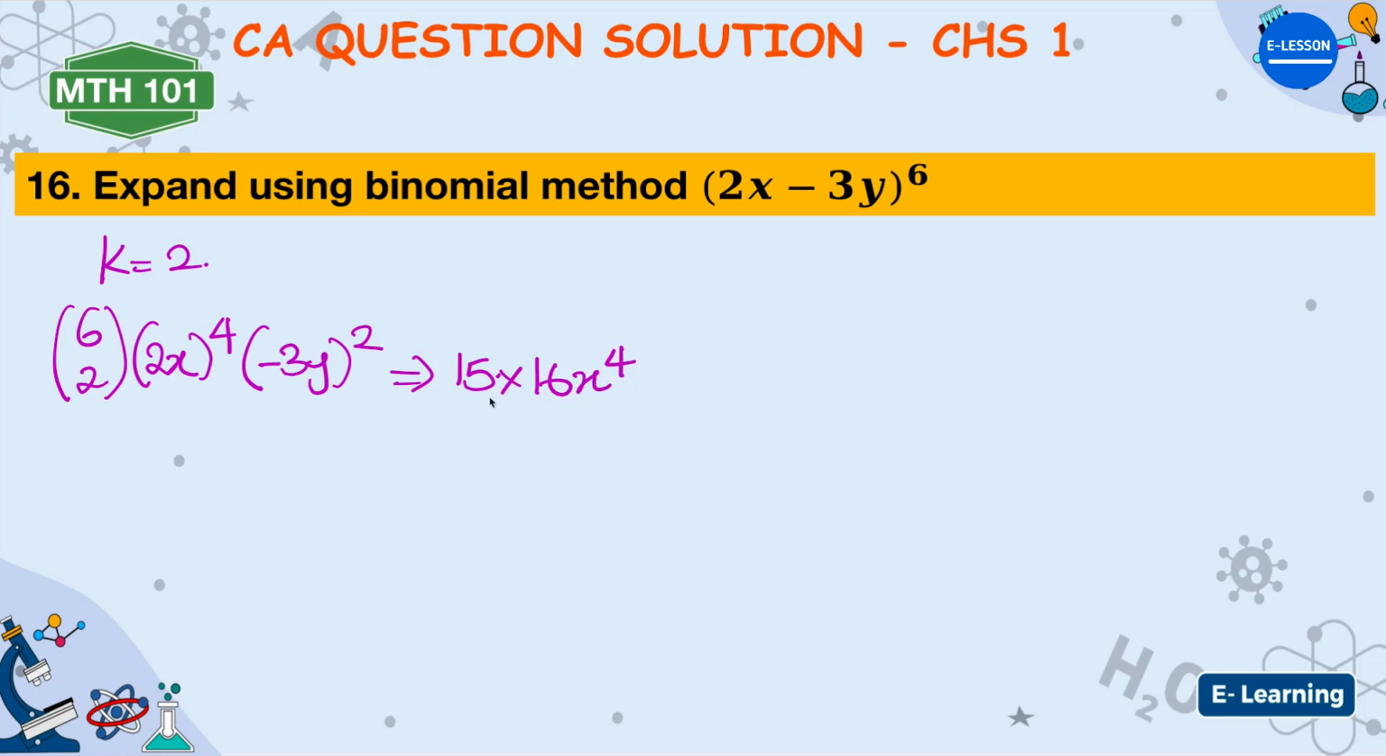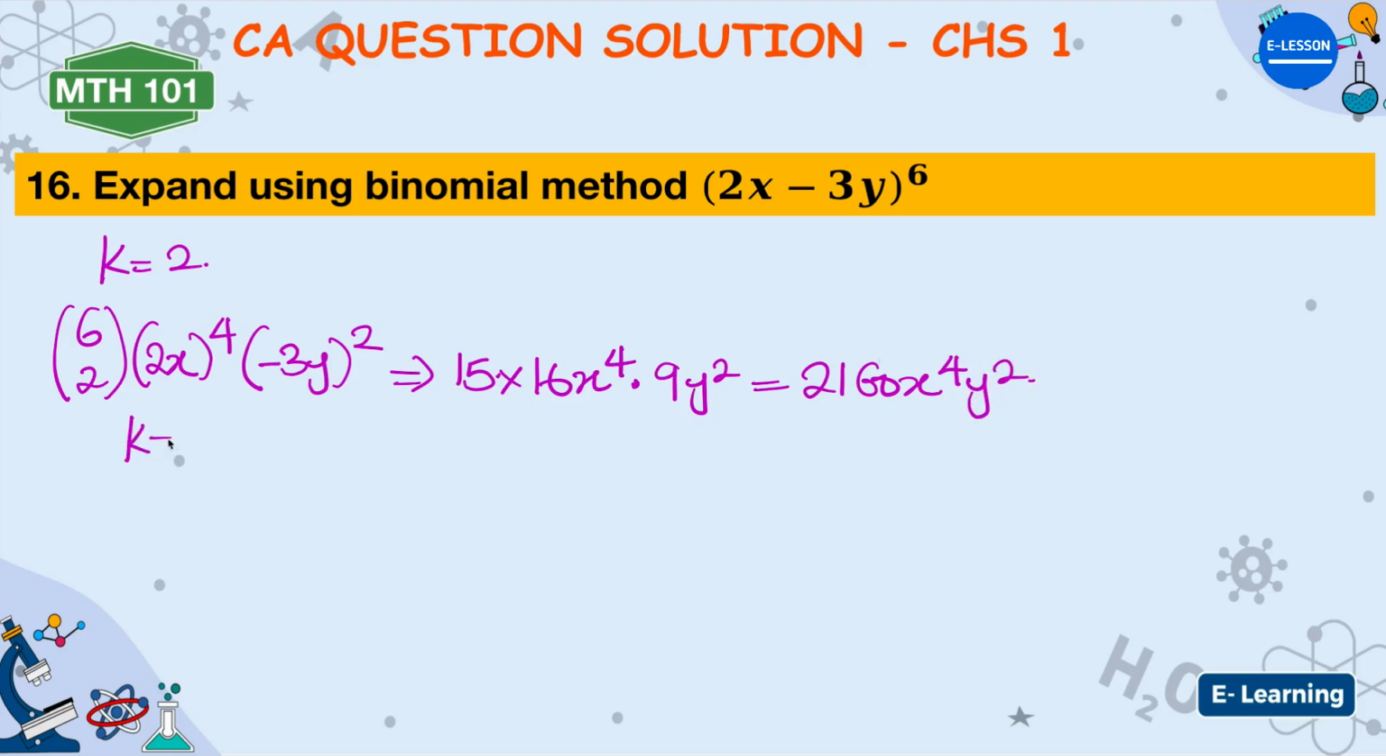x to the power of 4. Then minus 3 squared is what? 9. So we have 9y squared. Now, my dear student, if you multiply everything you have here, that will give us 2160, then we'll have x to the power of 4 y squared. That is for that one.